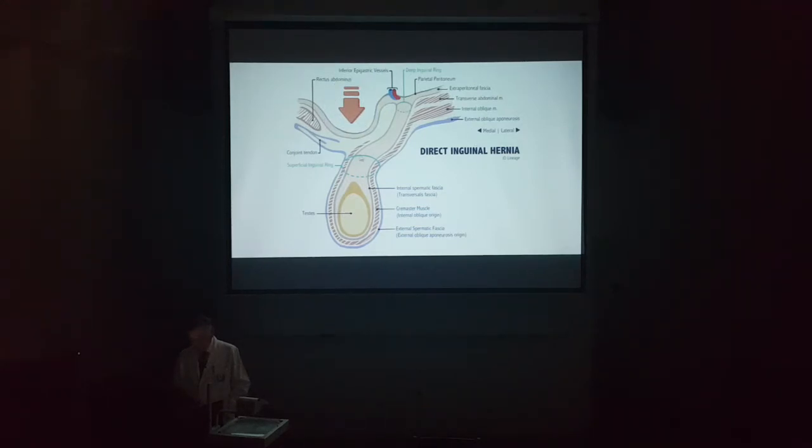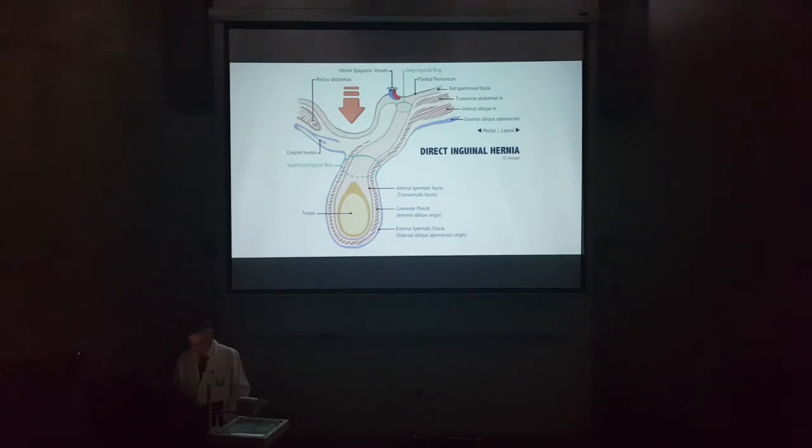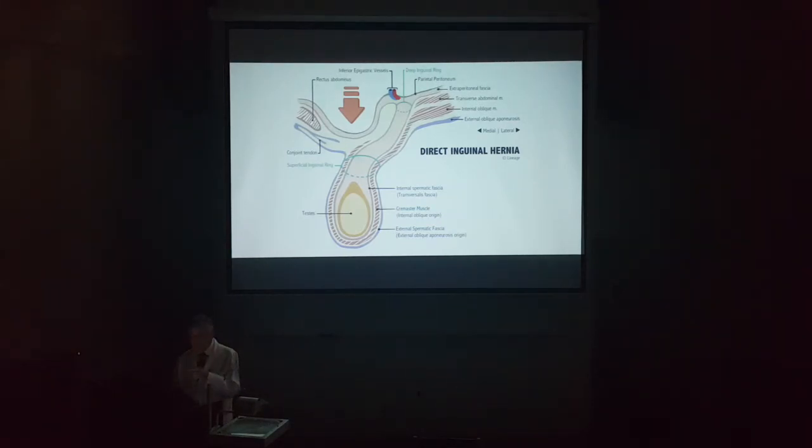Where are we now? This is the scrotum and this is the testis. And this is the lateral border of rectus abdominis, lower down. If the swelling that comes out comes to you, to your face, this way, this is called direct inguinal hernia. Okay? If it comes to the front.